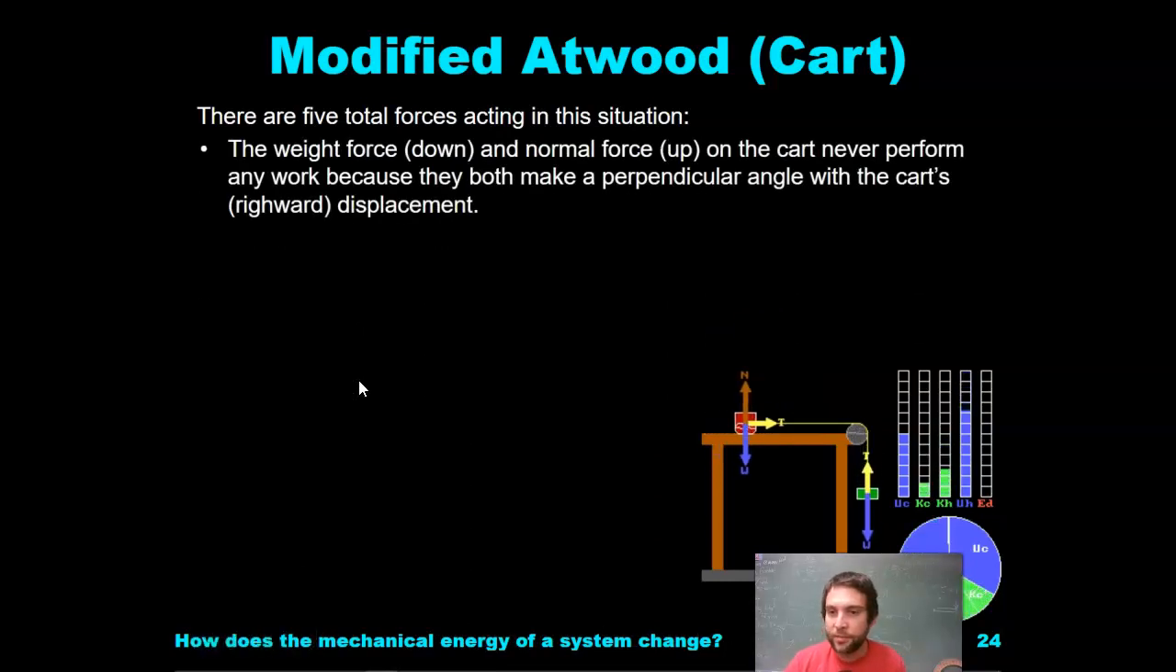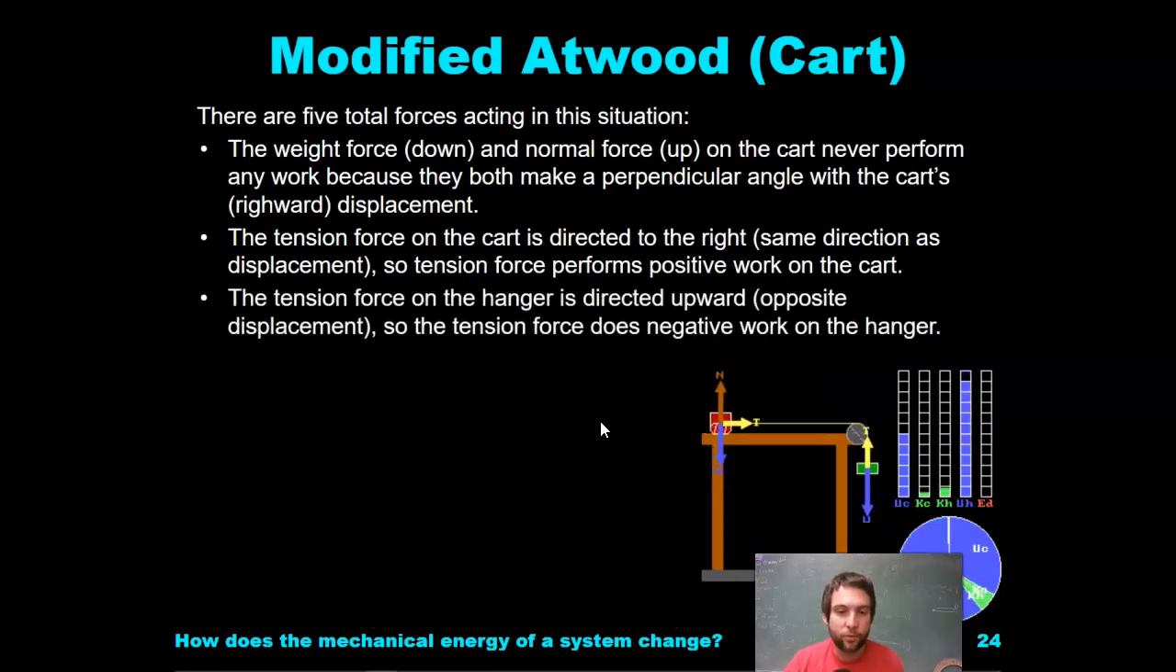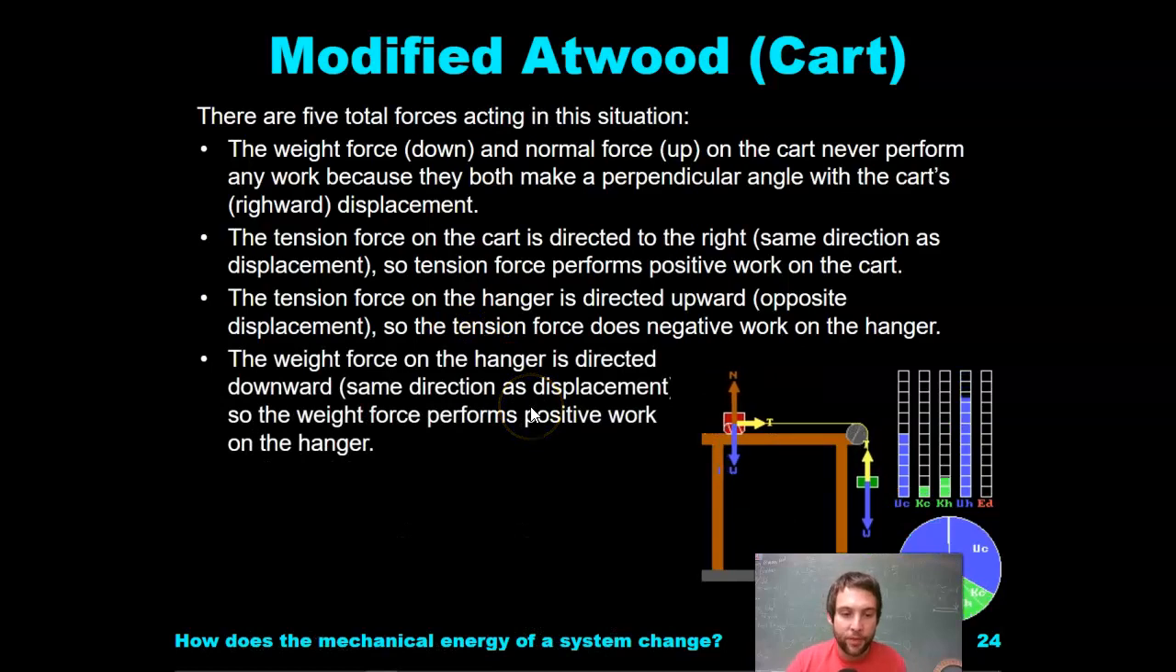The weight force down and normal force up on the cart never perform any work because they make a perpendicular angle with the cart's rightward displacement. The tension force on the cart is exactly to the right, which is the same direction as displacement, so tension performs positive work on the cart. The tension force on the hanger is directed upward, opposite of displacement, so the tension force is doing negative work on this green hanging mass. The weight force of the mass is directed downward, same as displacement, so the weight force performs positive work on the hanger.